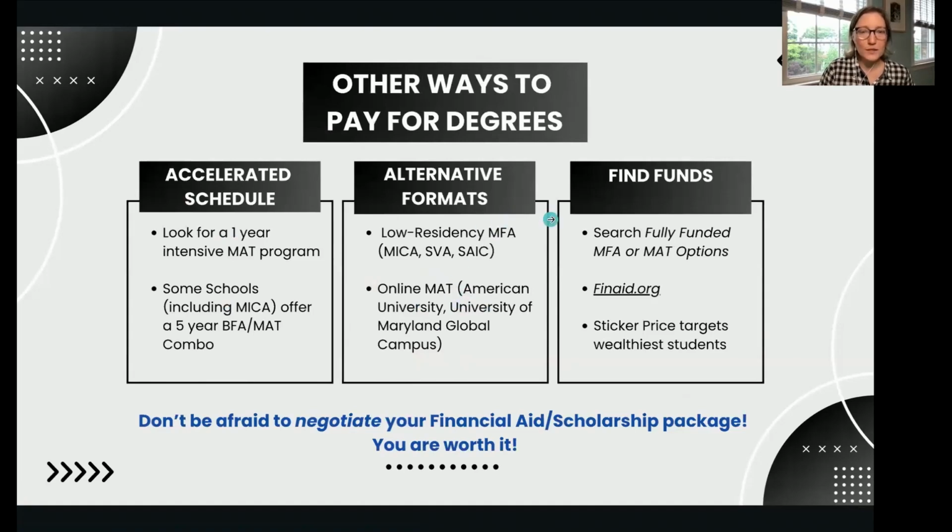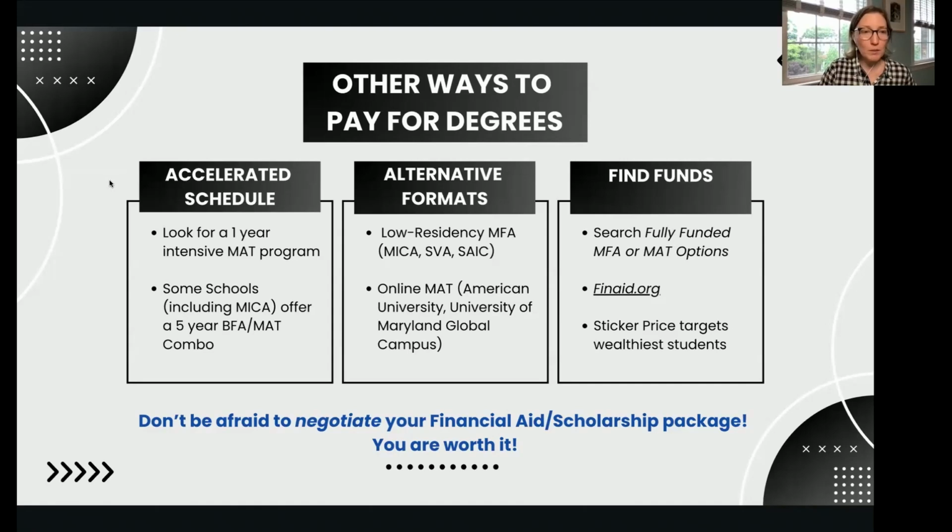Okay, let's talk about other ways to pay for your degrees. One option would be an accelerated schedule. If you're spending less time completing this degree, you're probably paying less money. So you could look for a one-year intensive MAT program. Those might be 12 to 16 months. So they're quick. You're only studying for that for 1 year.